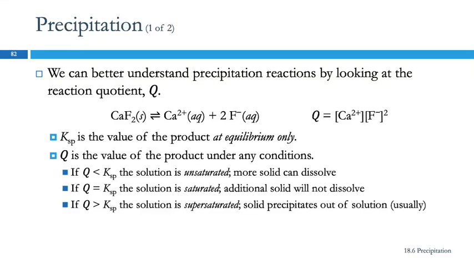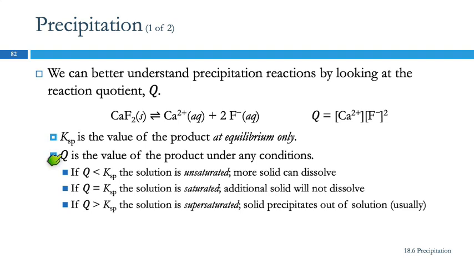We can better understand precipitation reactions by looking at the reaction quotient. Remember that guy a couple chapters ago? The reaction quotient is calculated the same way as the equilibrium constant. But K, the equilibrium constant, is calculated at equilibrium only. Q, you can calculate under any set of conditions. It can be unsaturated, saturated, or even supersaturated.